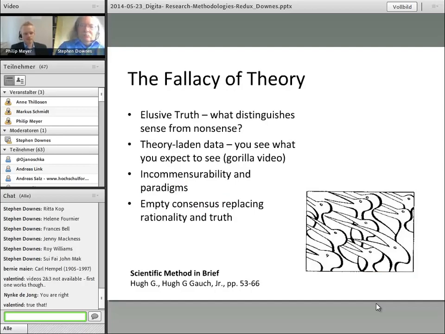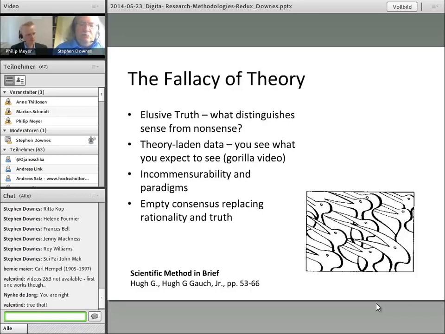So essentially, we're looking here at what might be called the fallacy of theory. There are different aspects to it. But again, I want you to question when you read theories about MOOCs, when you read theories about Wikipedia, communication, online learning, ask these kinds of questions. First of all, what distinguishes sense from nonsense in the theory that you're looking at? And even more importantly, what distinguishes the theory that you're looking at from nonsense? And if you look at it from a really hard skeptical perspective, it becomes very difficult to make that distinction.